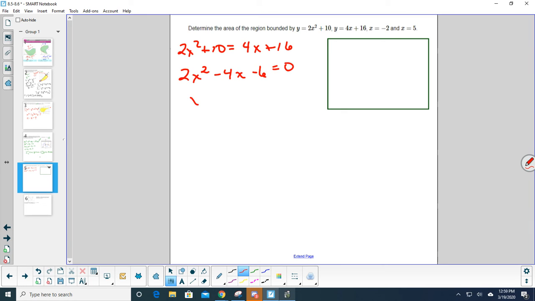I'm going to be able to factor out a 2 and divide 0 by 2, and it's going to magically disappear. And I'm going to factor this. If I factor this, I get x minus 3, x plus 1. So if you'll notice, these don't match these.